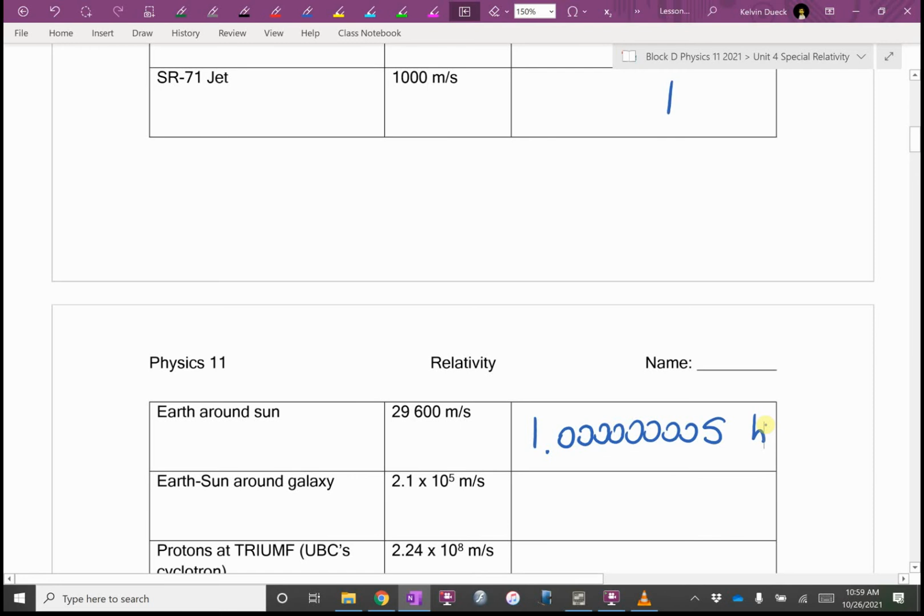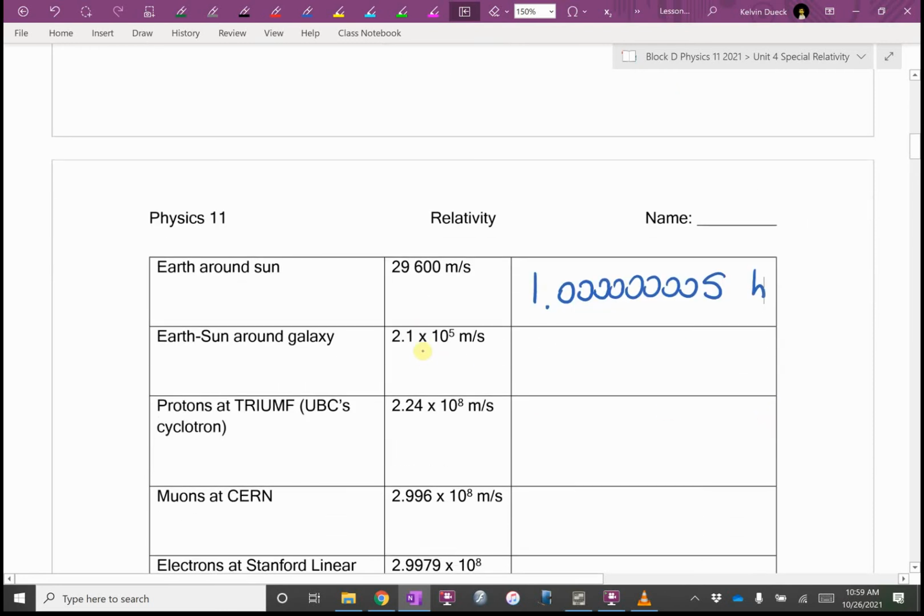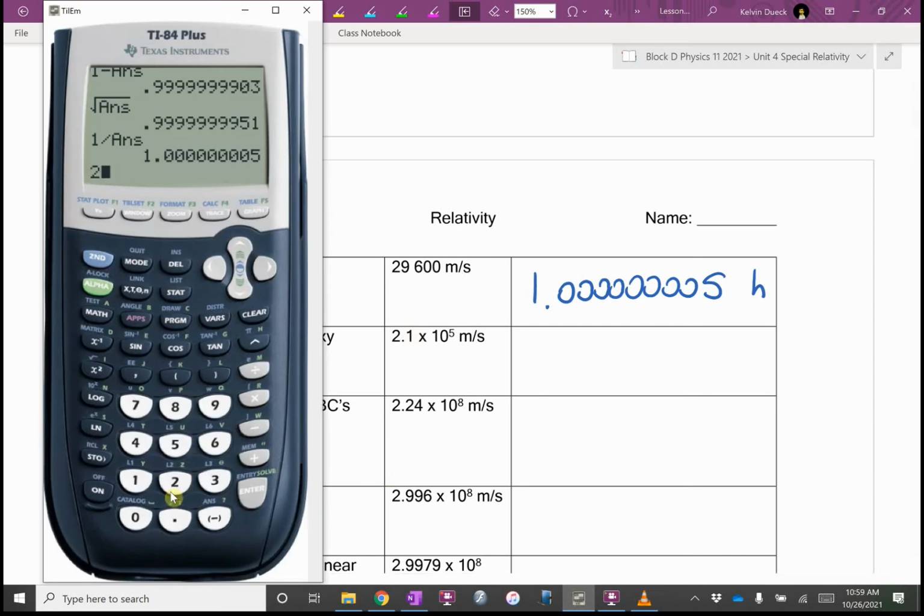Is the sun at rest? Okay, it's moving around the center of our Milky Way galaxy. So let's put the solar system's speed into the time dilation equation. We get 2.1, scientific notation button 5, divided by 3, scientific notation button 8, squared, 1 minus that, square root of that, 1 divided by that.